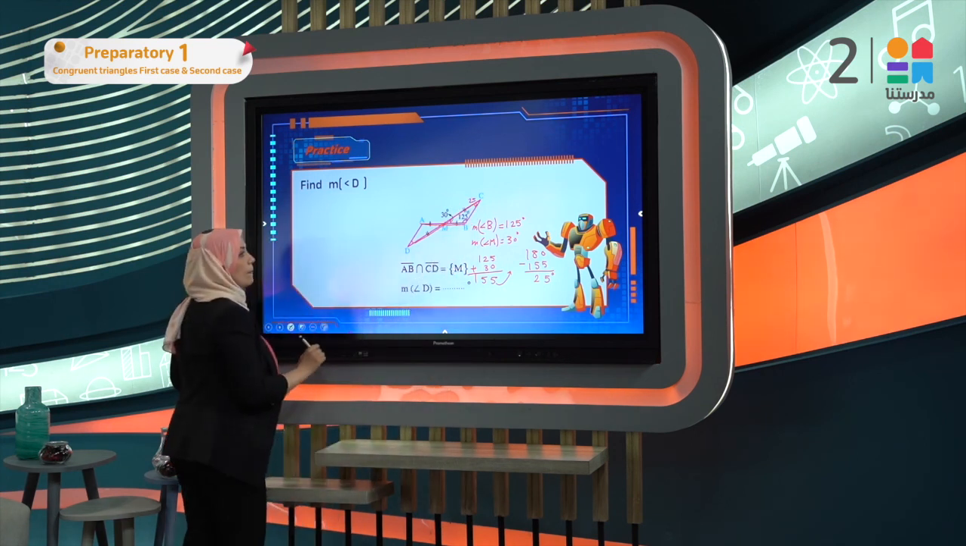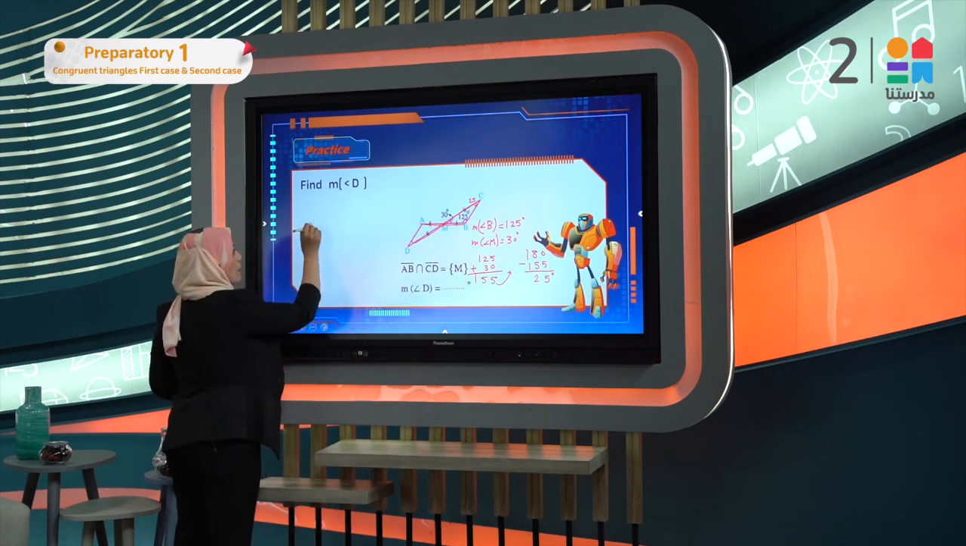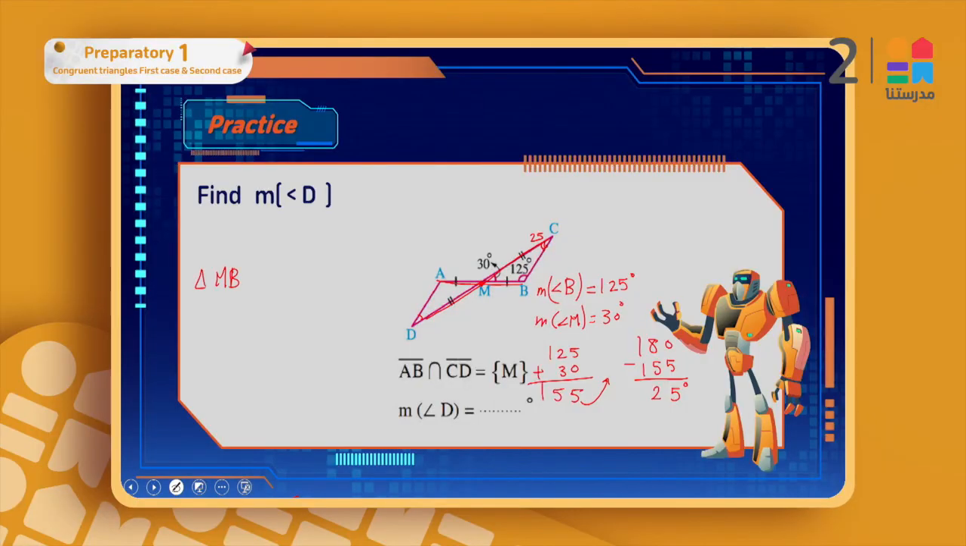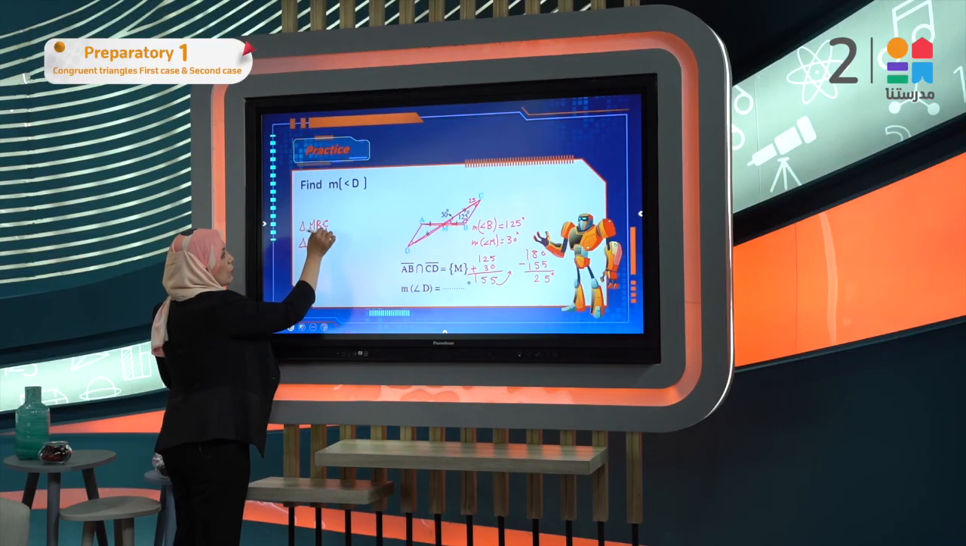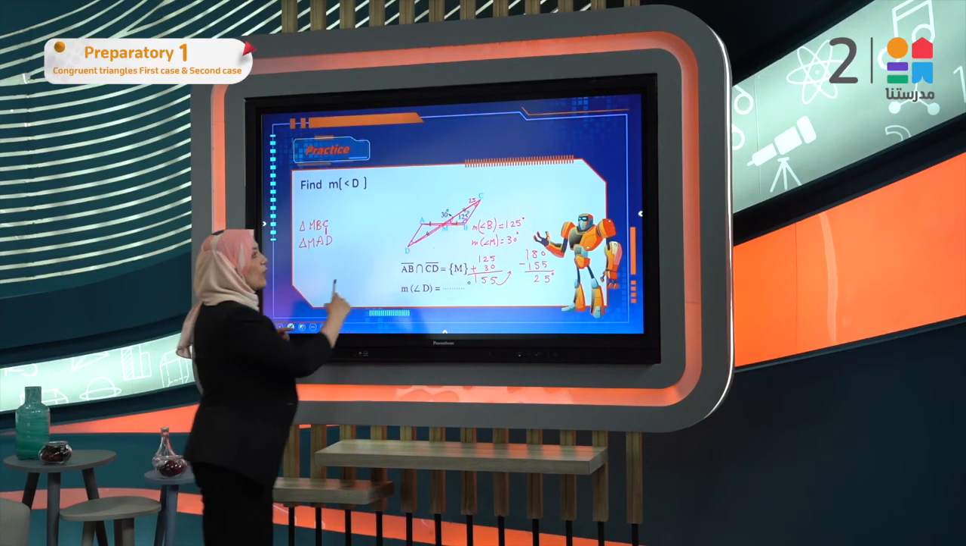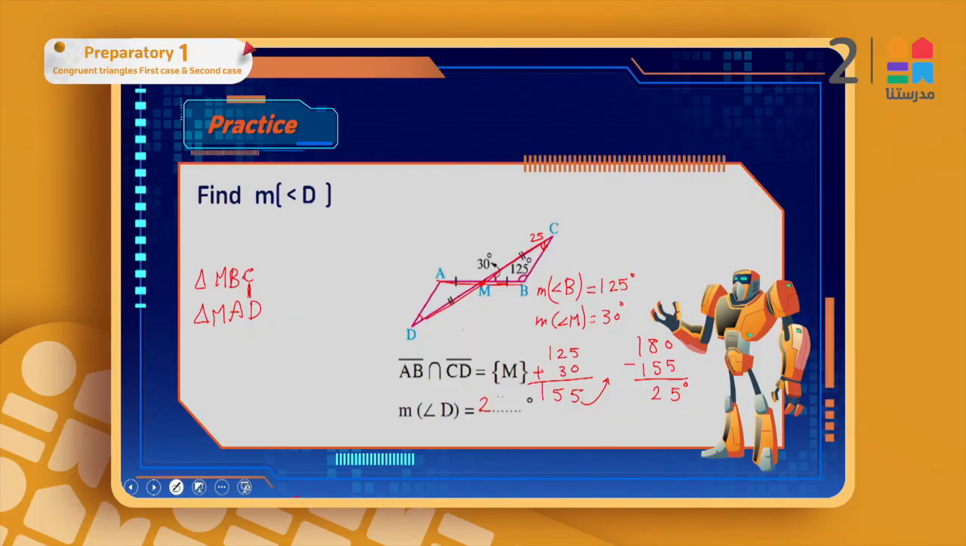Let's rename it. Let's start from M. Triangle MBC and triangle MAD. It has 125. It has one dash. Okay, so A, it has one dash. And then D. Take them in order. The angle D is equal to the angle C. And C is what? 25 degrees. So here they are congruent. They have the same measurement.